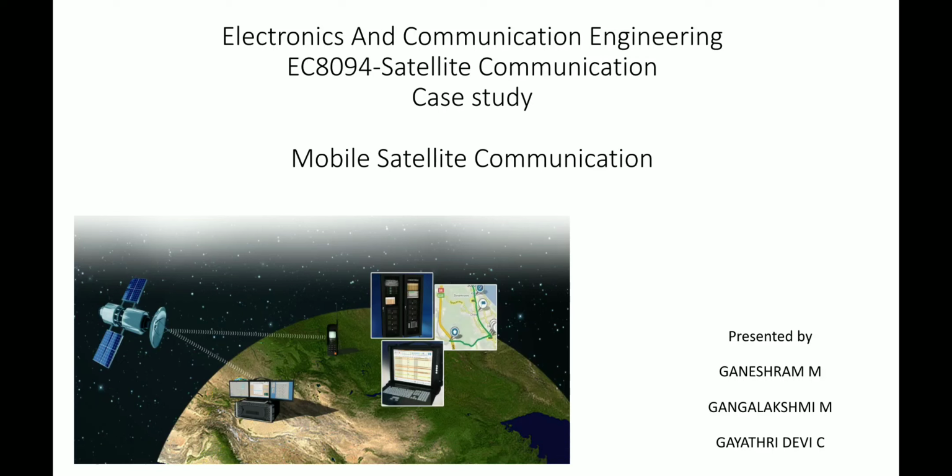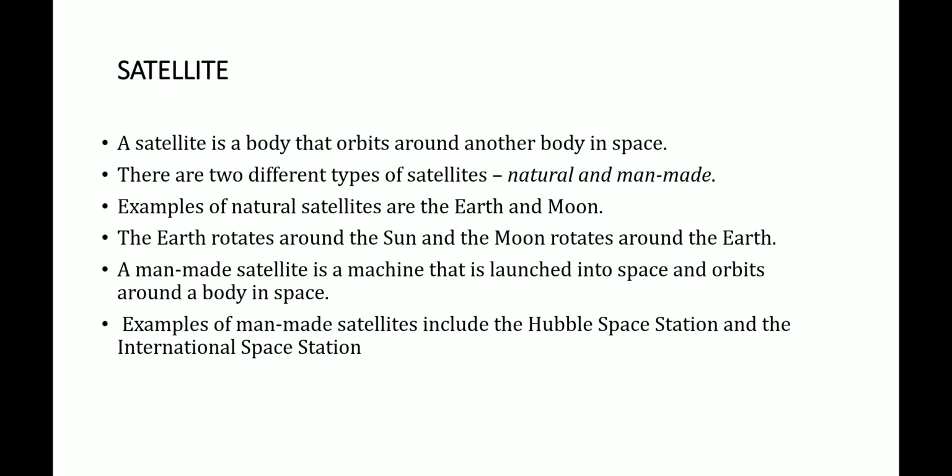Me and my teammates did a case study on mobile satellite communication. Satellite. A satellite is a body that orbits around another body in space. There are two different types of satellites, natural and man made. Examples of natural satellites are the Earth and Moon. The Earth rotates around the Sun and the Moon rotates around the Earth.